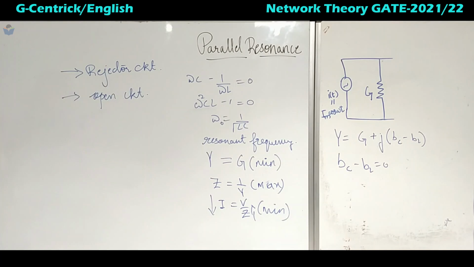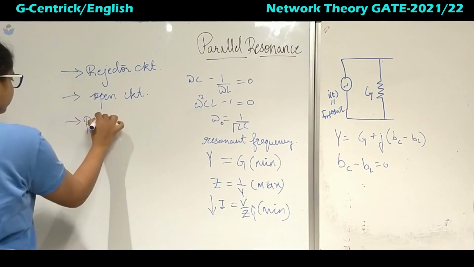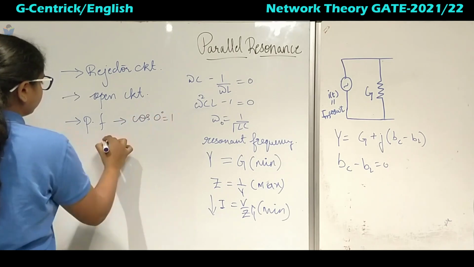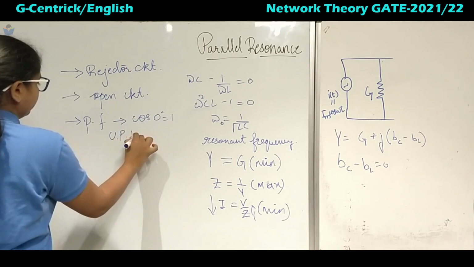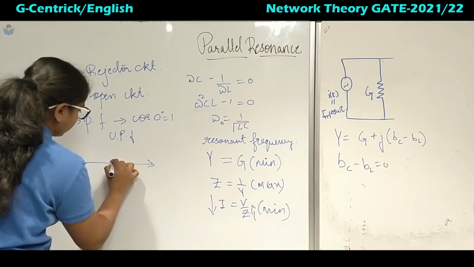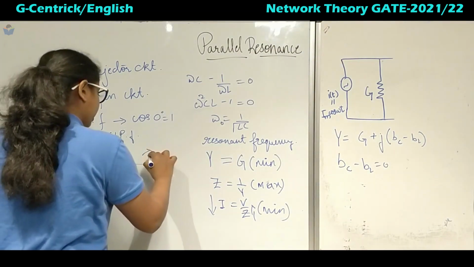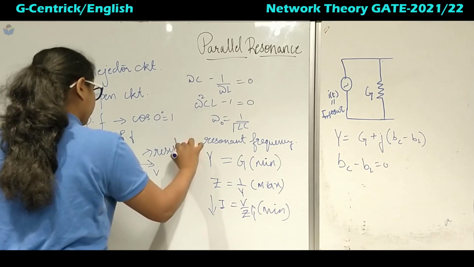Now what will be the power factor? It will be cos 0, that is 1, unity power factor. So I and V will be in phase. This will again be a resistive network, right?